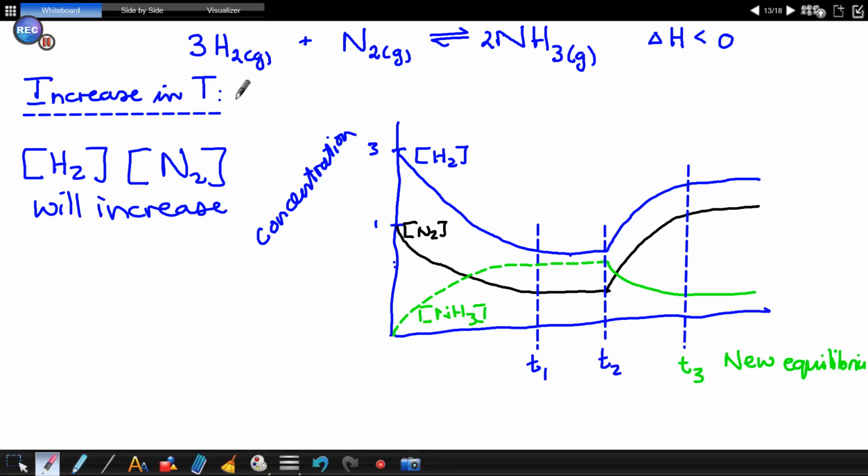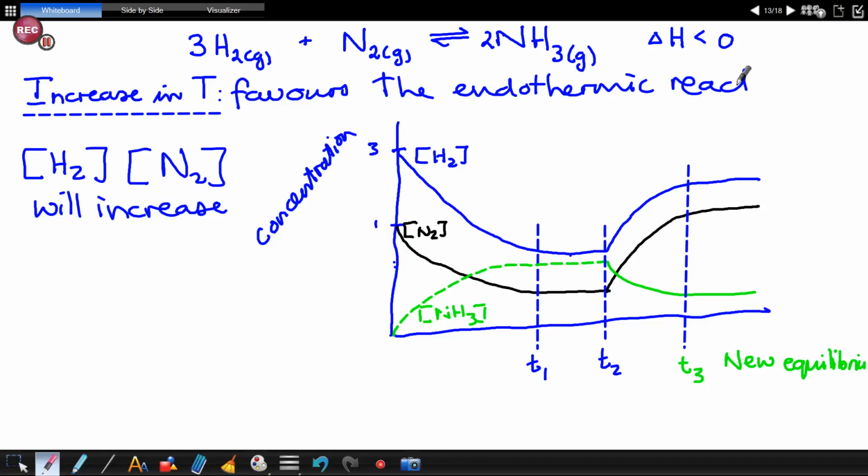Because an increase in temperature favors the endothermic reaction, which is, with the two H's there, the reverse reaction. Ma'am? Yes.